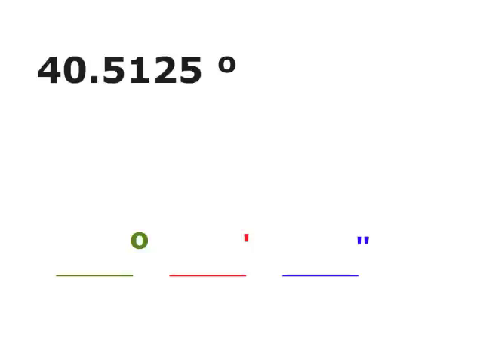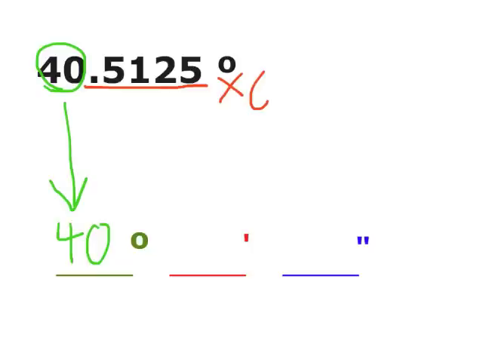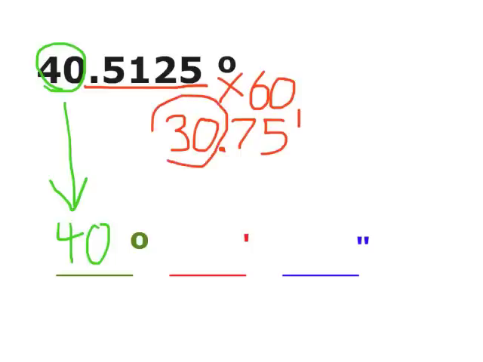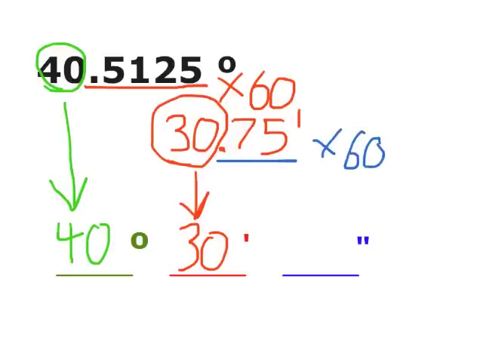We'll start with an easy example. The whole degrees, in this case 40, will drop down unchanged. The 0.5125 needs to be multiplied by 60 to convert it to minutes. This gives us 30.75 minutes, of which the 30 portion can drop down into the minutes slot. The 0.75 will again be multiplied by 60 to convert it into seconds, which gives us 45. So 40.5125 degrees is the same as 40 degrees, 30 minutes, and 45 seconds.